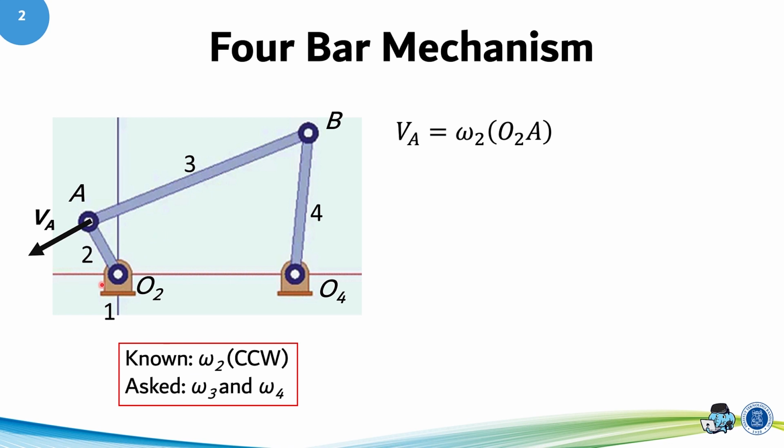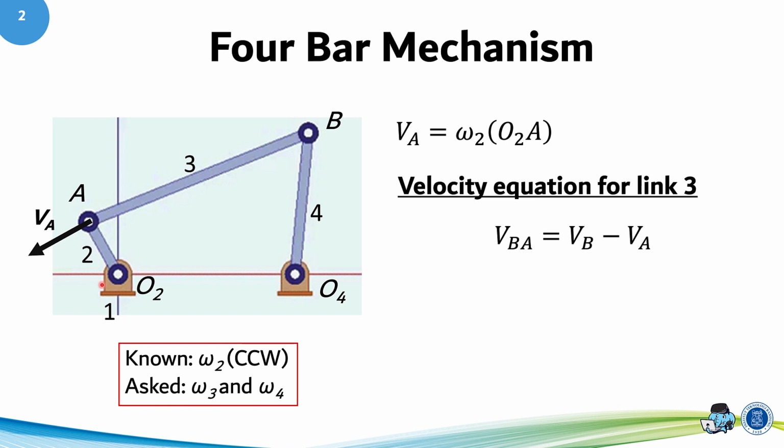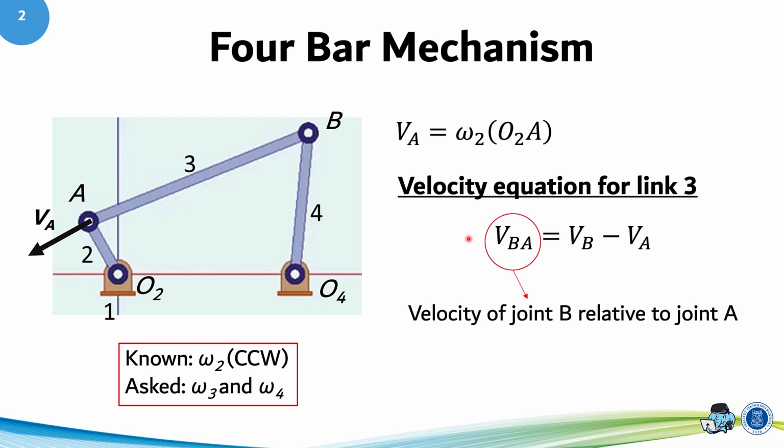Next, pay attention to link number 3. We can construct the velocity equation of link number 3, that is VBA equals VB minus VA. Note that VBA is the velocity of joint B relative to joint A. So, VBA here is the relative velocity, and VB and VA here are the absolute velocities. If we change the order of the equation, we get VB is VA plus VBA. So, this is the velocity equation for link number 3.